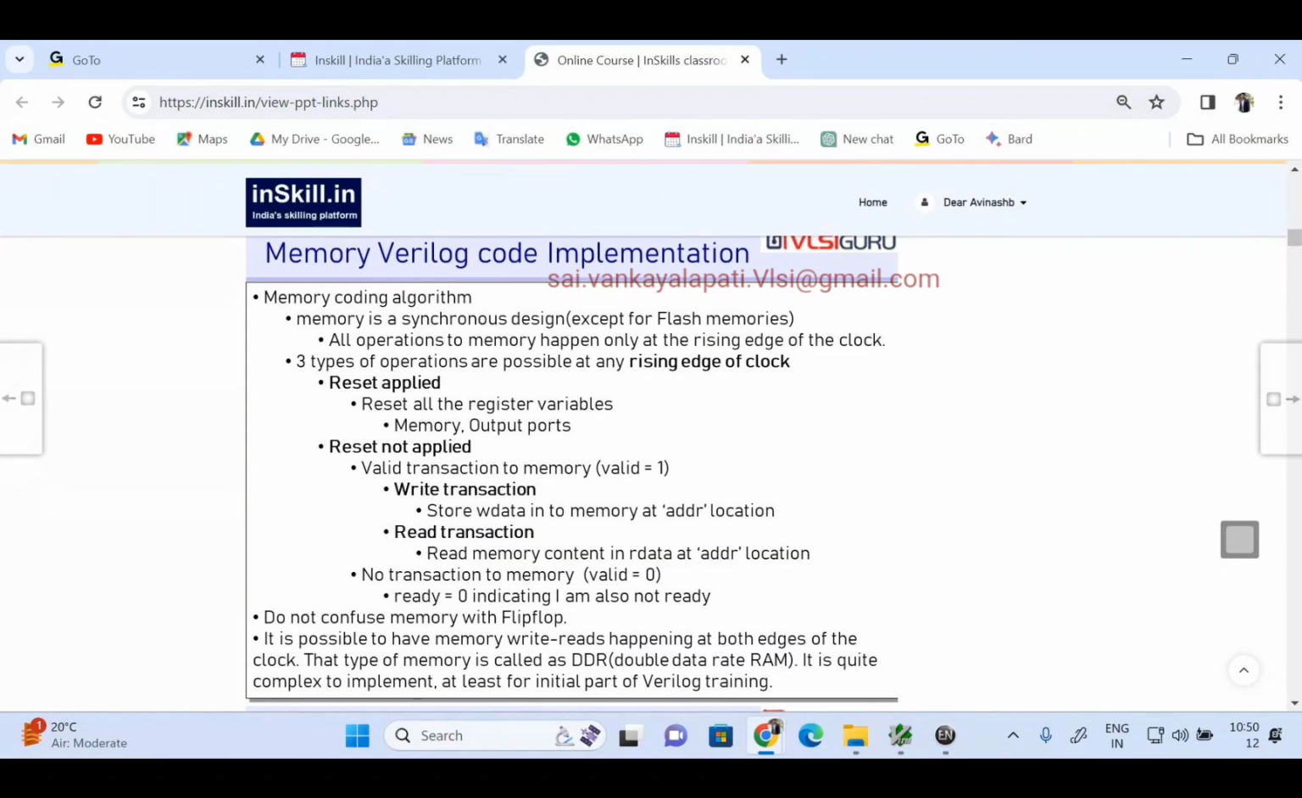You can write a program so that the memory reads and writes happen on both edges. But in our case, we only use the rising edge, doing the write operation and read operation for one clock. That type of memory is called DDR, double data rate RAM, where read and write both happen within a single clock. So it is quite complex to implement here.